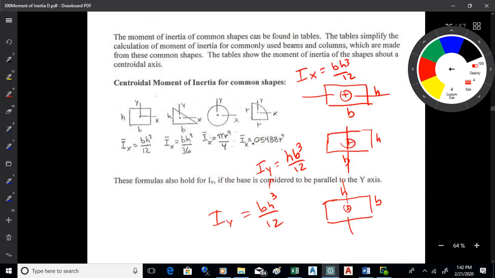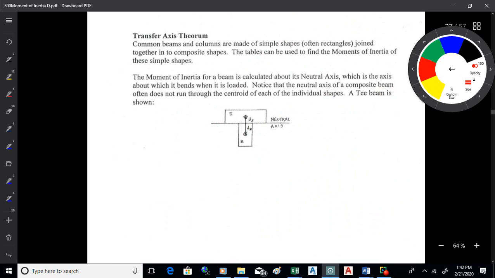Okay. Now, as I was saying, a lot of times you've got composite shapes. So if you have a T-beam like that, you're not going to take the moment of inertia about the centroidal axes of those rectangles. You've got two rectangles, and the axis you would calculate, which is the neutral axis, doesn't run through either of them. So you can't just use bh cubed over 12 for those rectangles. You have to compensate for the fact that the neutral axis of your total T-beam doesn't run through the centroid of either rectangle.